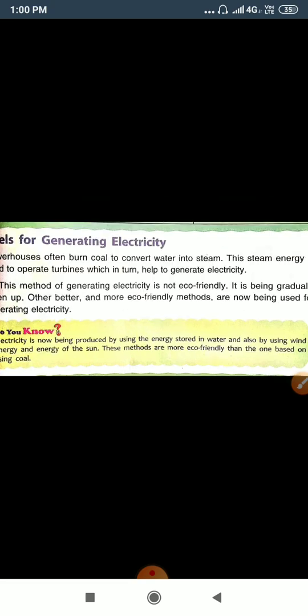Okay, so here you will see that we use solar energy, and to produce electricity we use wind energy also, solar energy, and water is also used to produce energy, that is hydroelectricity.